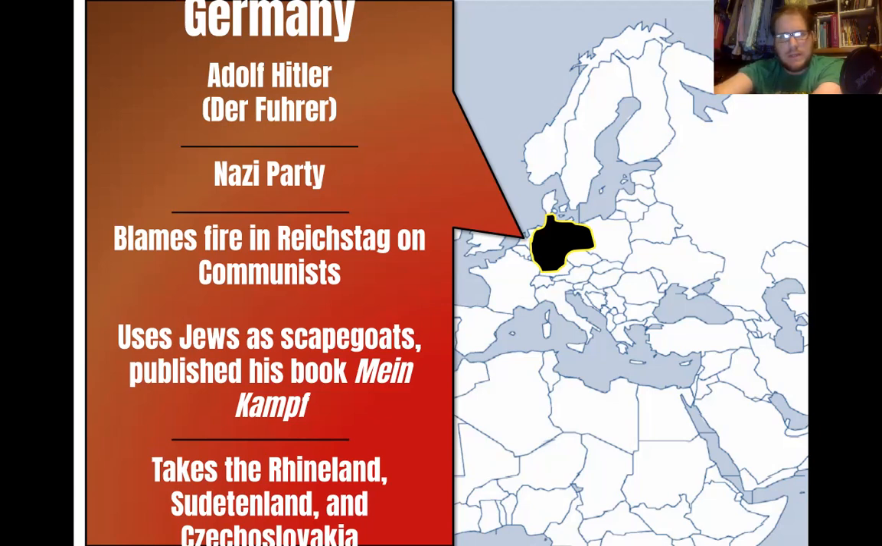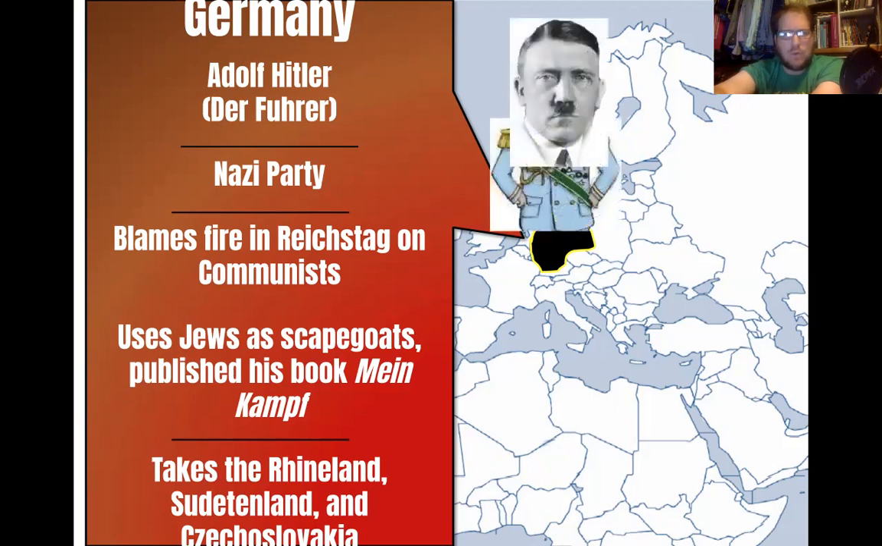He increases his military power, military might, showing his power to the democratic nations of the world by taking the Rhineland, Sudetenland, and Czechoslovakia, areas that Germany were forced out of, or areas that were newly created after World War One.